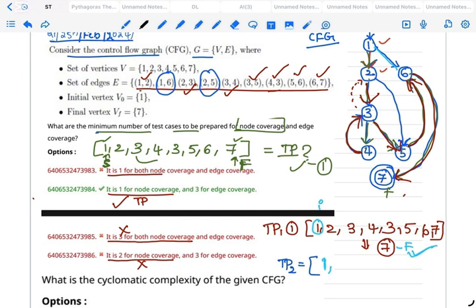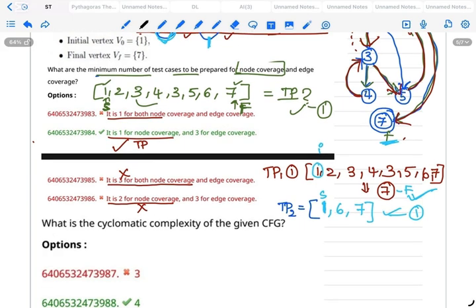In the same way, test path 2 starts at the initial node, that is, the starting node is 1. Okay, 1 to 6, this edge is also covered. Next 6 to 7, right? Because the test path ends at the final vertex only. This test path covers only one new edge, that is 1 to 6. This sky blue color edge is covered. So how many edges are left? 2 to 5 is left. All other edges are covered. So 7 total.